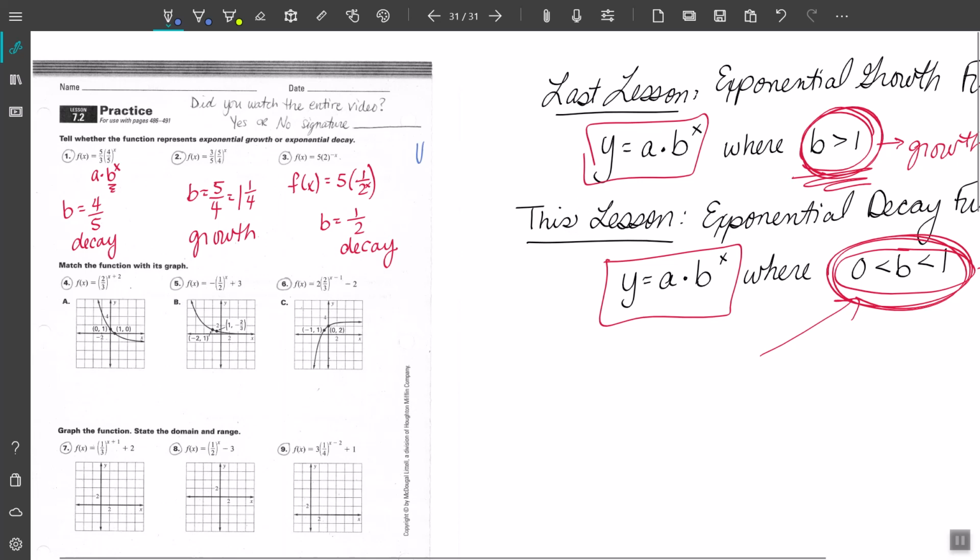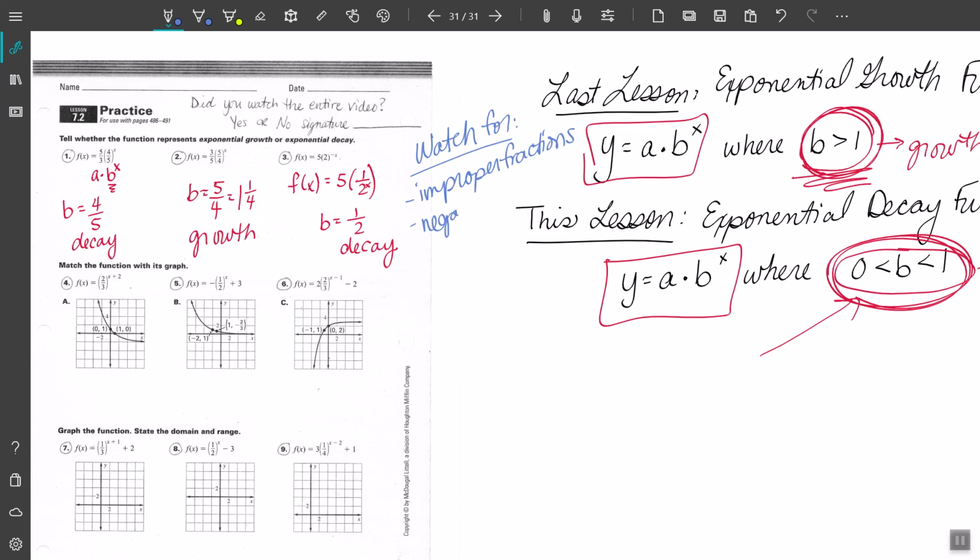So the things to watch for when you're working with these decay and growth functions is to watch for improper fractions, because if you're not paying attention, that can lead you to a wrong answer. And then also watch out for negative exponents.